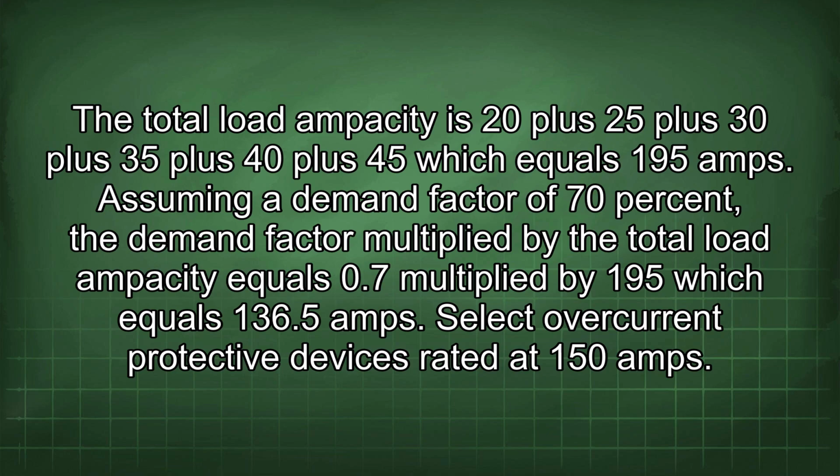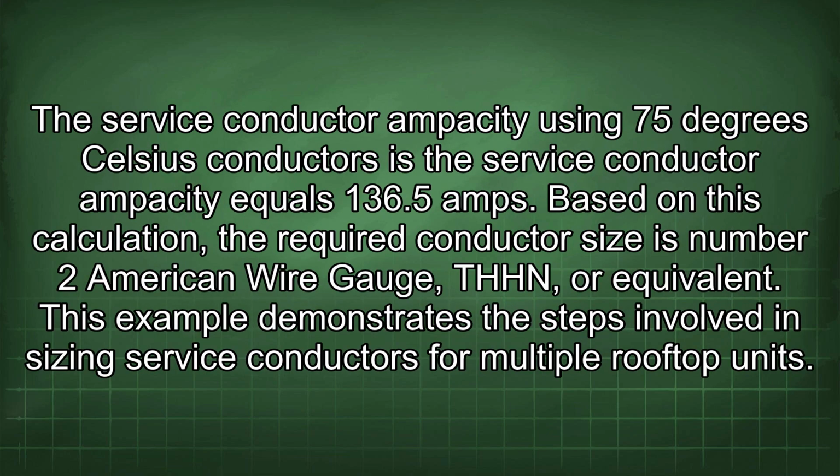Assuming a demand factor of 70%, the demand factor multiplied by the total load ampacity equals 0.7 multiplied by 195, which equals 136.5 amps. Select overcurrent protective devices rated at 150 amps. The service conductor ampacity using 75 degrees Celsius conductors is the service conductor ampacity equals 136.5 amps. Based on this calculation, the required conductor size is number 2 American wire gauge, THHN, or equivalent.